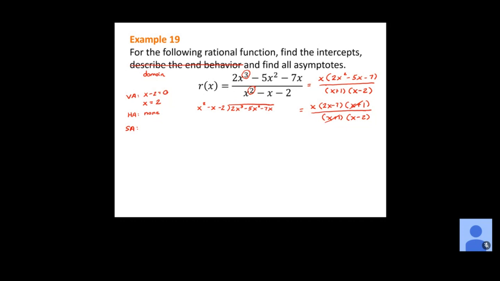All right, so now remember our process for long division. We're going to look at that first term on the outside. We're going to look at that first term on the inside, and we're going to ask ourselves how many times does x squared go into 2x cubed? So in other words, what is 2x cubed divided by x squared? What is that going to give us?